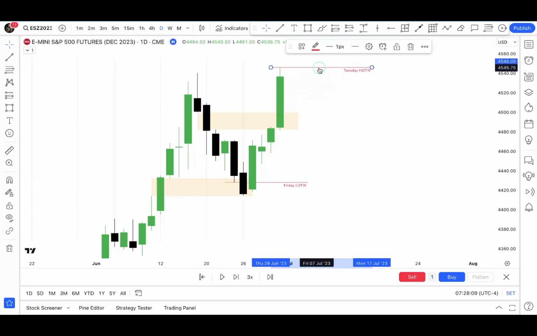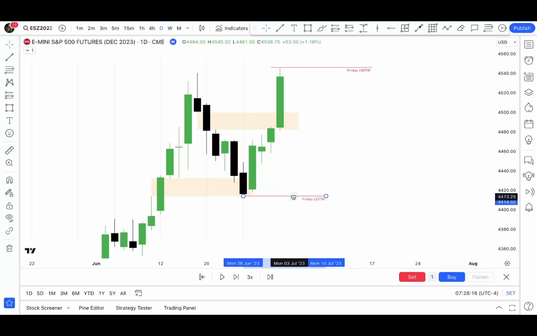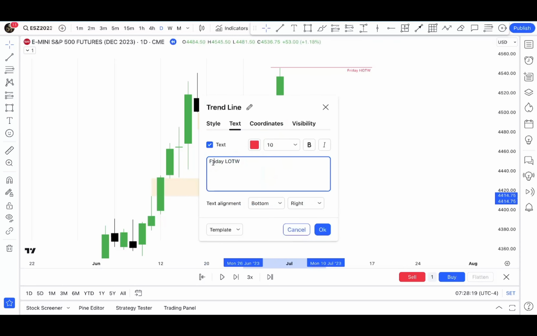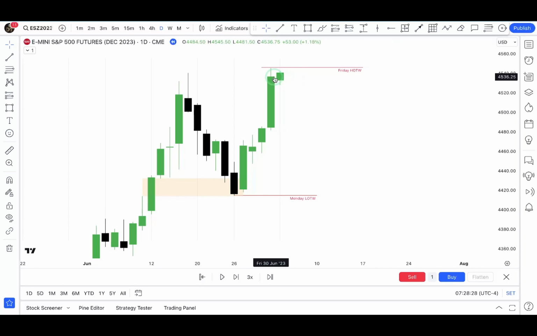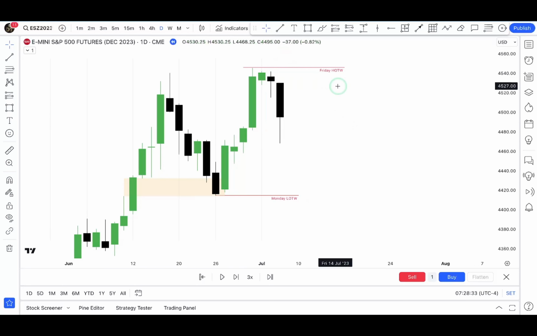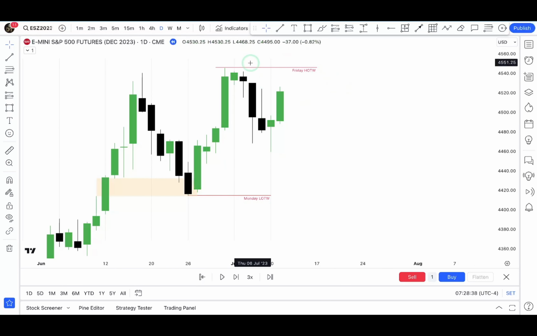So we mark this out again. Friday, high of the week. And we got a Monday, low of the week. So we got a big range. And now let's check what it does on Monday. It's still inside the previous week range. And it stays inside the previous week range.